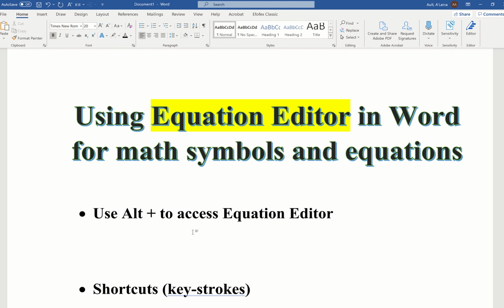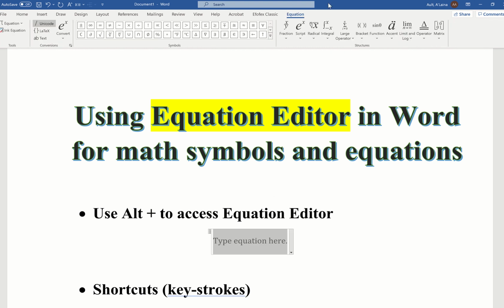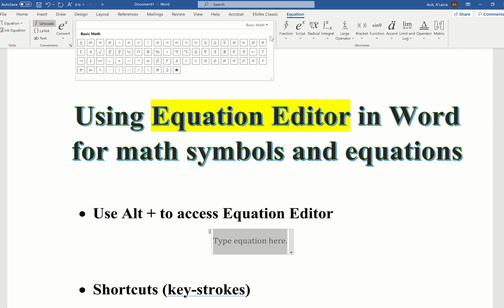All right, the easiest way to get to Equation Editor is to hit the Alt button and the plus key at the same time. When you hit Alt plus, you're going to have this whole new option up here. There's this new tab that's called Equation, and then there's all sorts of great things that you can do in here. So some of the options, first of all, there's a ton of symbols, this drop-down menu.